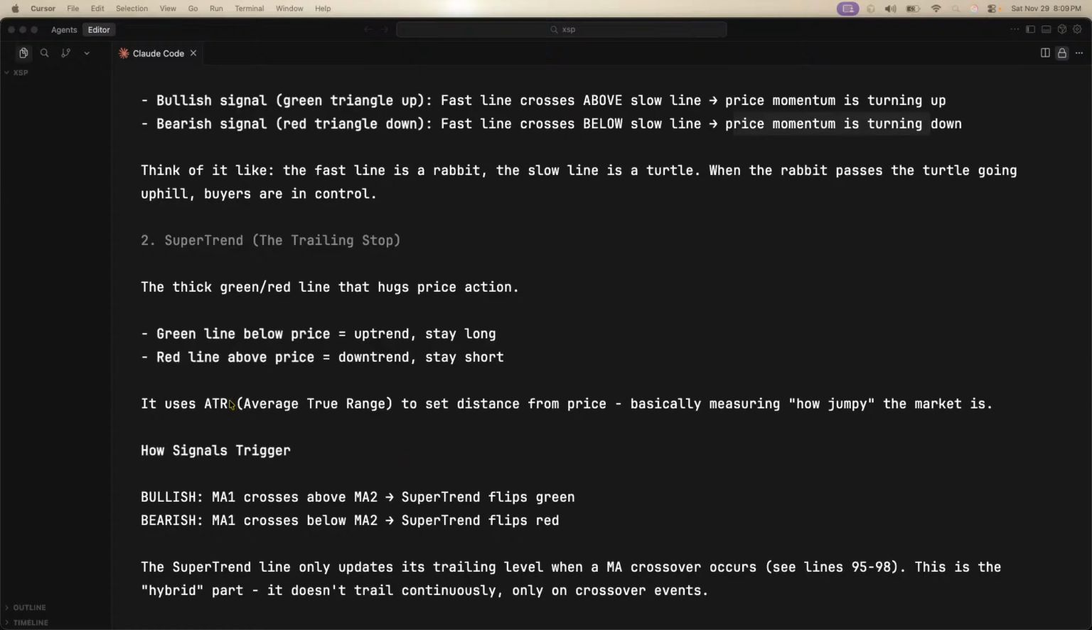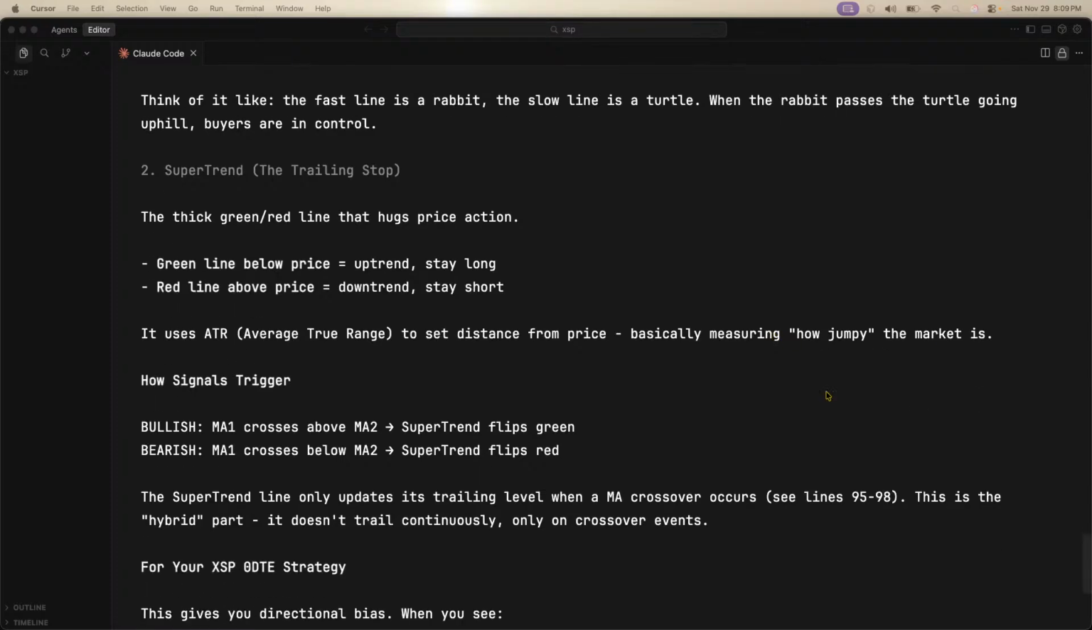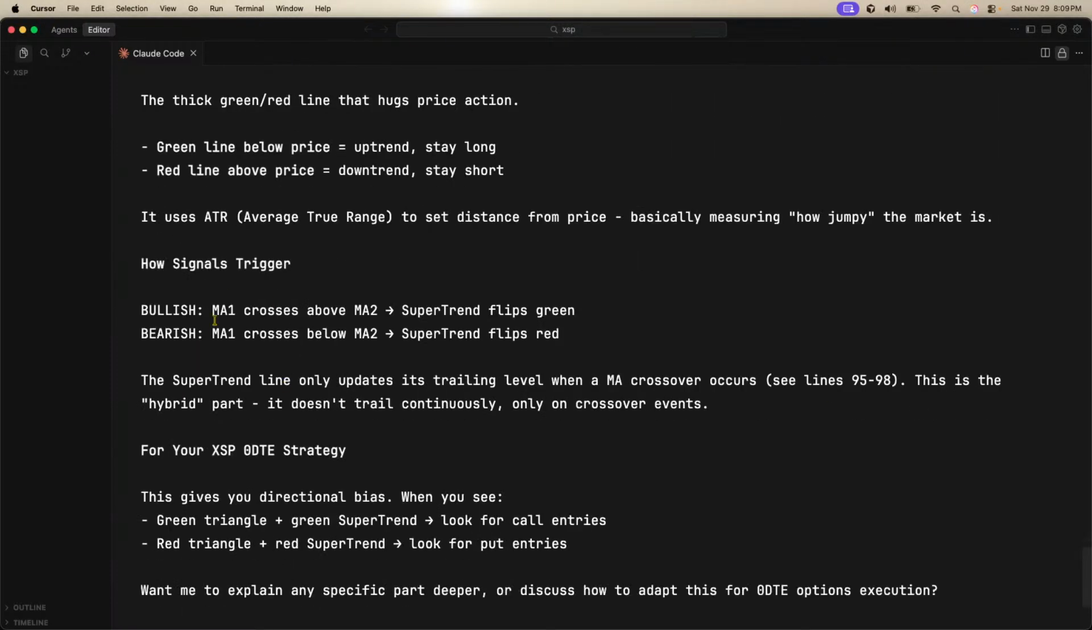It uses ATR, which is the average true range, to set the distance from the price, basically measuring how jumpy the market is. Signals trigger bullish if the MA crosses above the MA2 and the super trend flips green. For the bearish, the MA crosses below MA2 and then the super trend flips red.